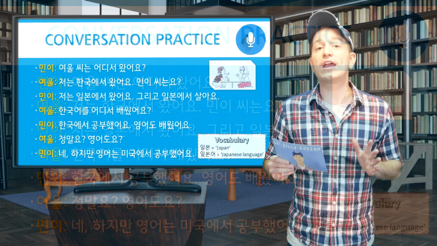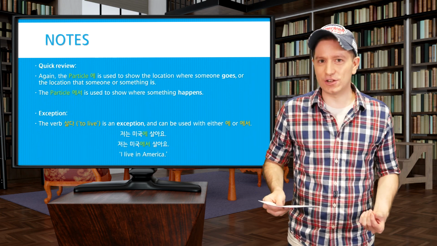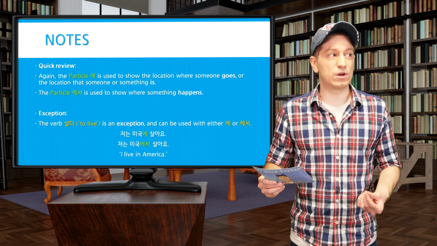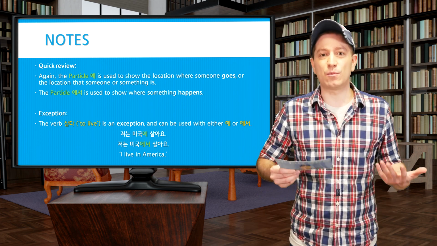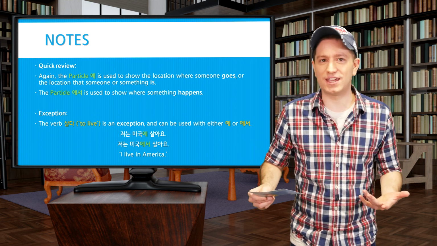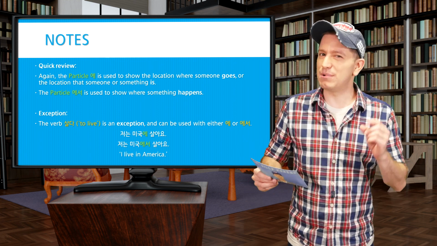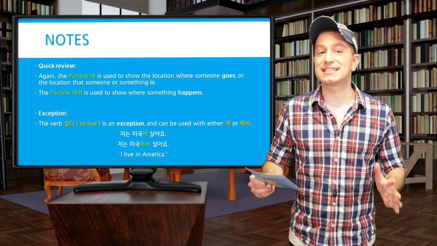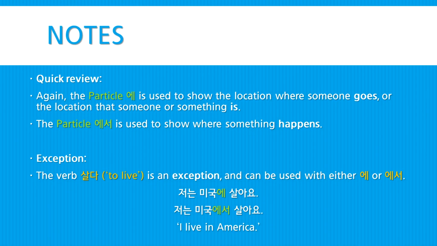But before we go, a quick review. The particle 에, as we learned, is used to mark the location that someone is going or the location that someone or something is. And the particle 에서 is used to show where something or where some action happens. But there is an exception to that. The verb 살다, meaning to live, can actually be used with either 에 or with 에서. Both are correct. So you can have either of these two sentences. 저는 미국에 살아요. 저는 미국에서 살아요. I live in America.